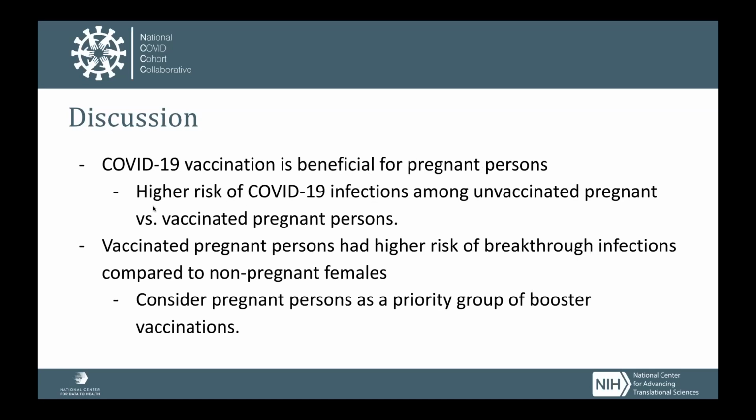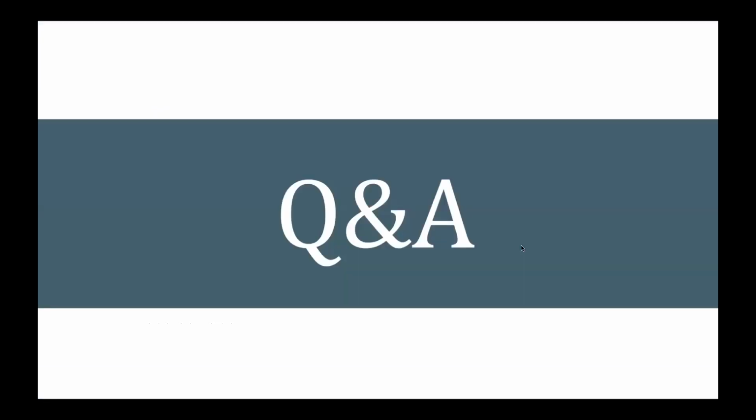People have higher risk of breakthrough infections if they are not vaccinated. And vaccinated pregnant persons still have higher breakthrough infections compared to those who are not pregnant, vaccinated females. So we consider pregnant persons as a priority group for booster vaccinations in the future. So that's all of our results. Do you have any questions?